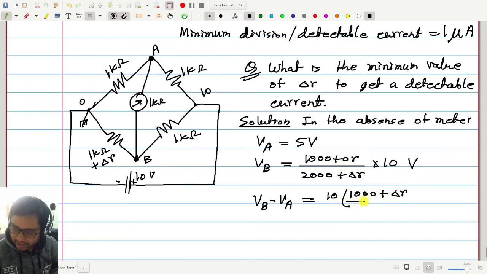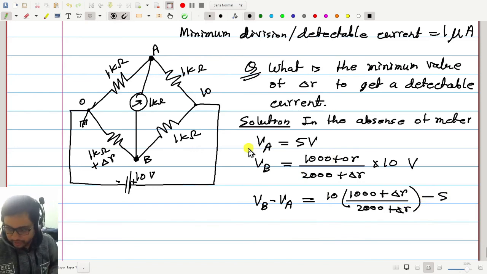Delta R by 2000 plus delta R minus 5. Okay, please check my calculation thoroughly, otherwise I will make a mistake. So (10,000 plus delta R) by (2000 plus delta R), times 1000, into 10, minus 5. This is the voltage between these two terminals when the meter is not present. Okay, in the absence of the meter.